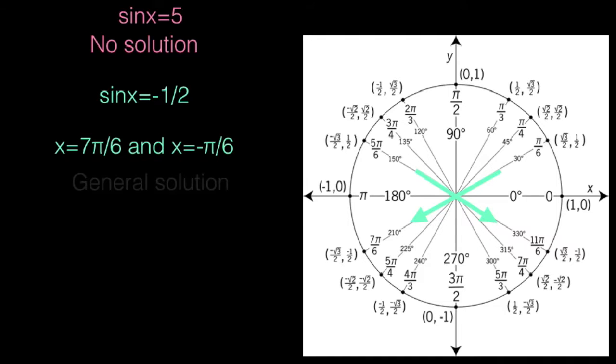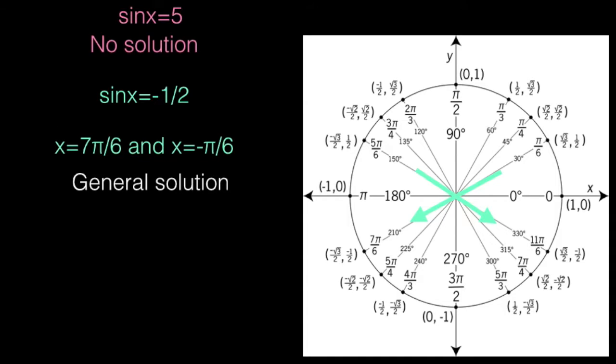Now this question is looking for a general solution. So x is equal to 7 pi over 6 and x is equal to negative pi over 6 is right, but that doesn't encompass all of the solutions that make this equation true. Because we want to acknowledge all of the x values that make sine x equal to negative half, we have to acknowledge that it goes around and round.